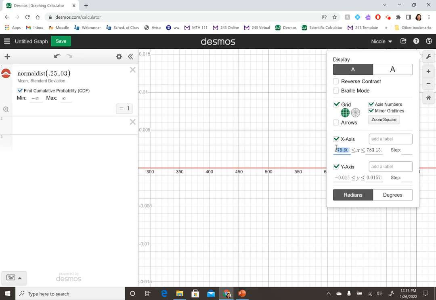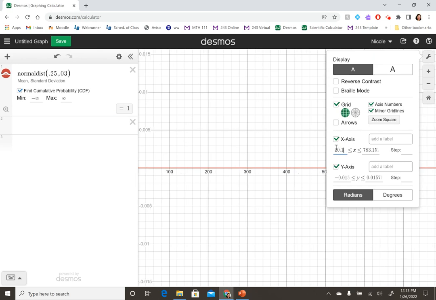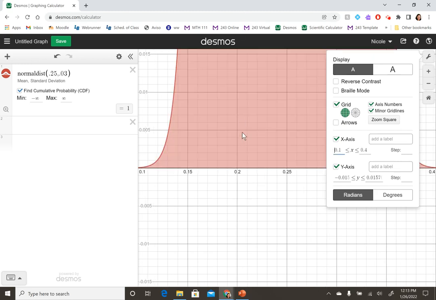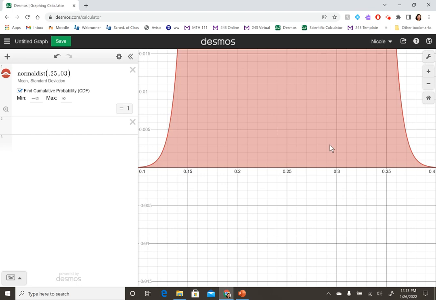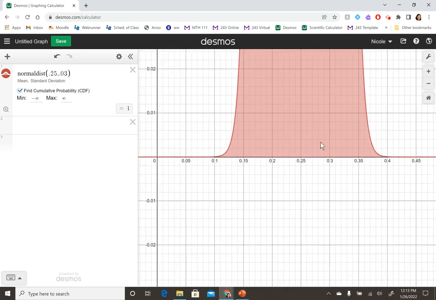This is going to be really small. Let's go 0.1 to 0.4. See how that turns out. Oh, I put 20.1 somehow. I have a 2 there. That's my trick. All right, since this is a much smaller number for my standard deviation, my scale on my y-axis is much larger.